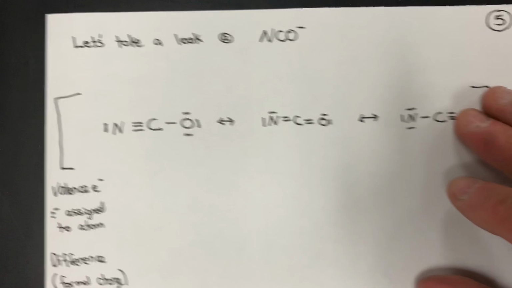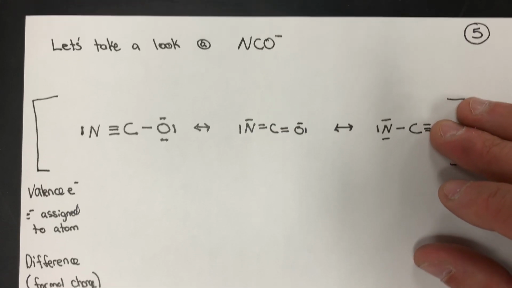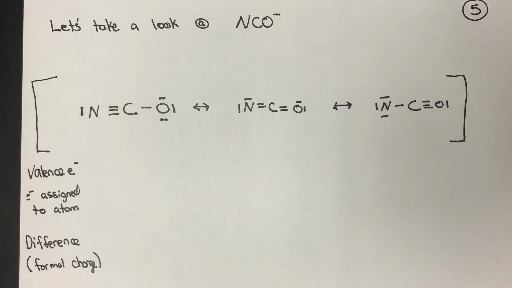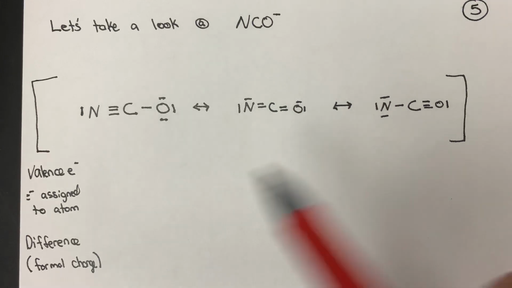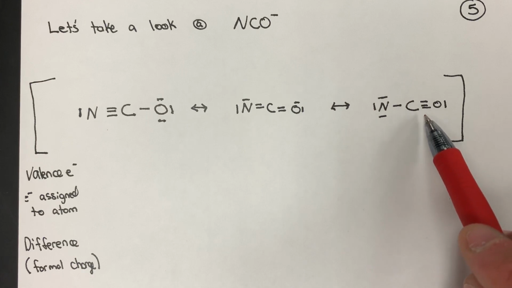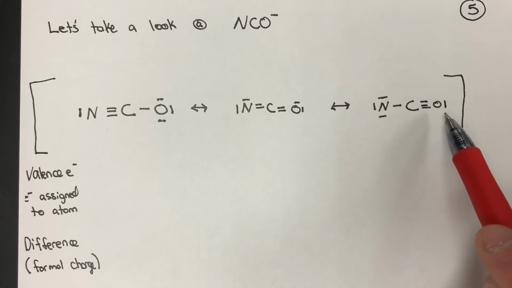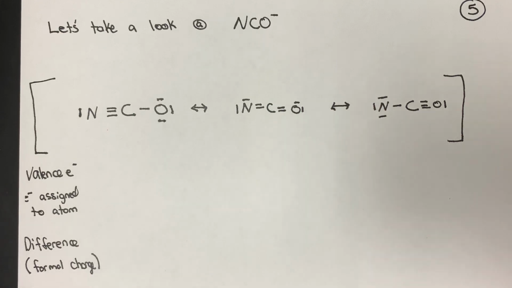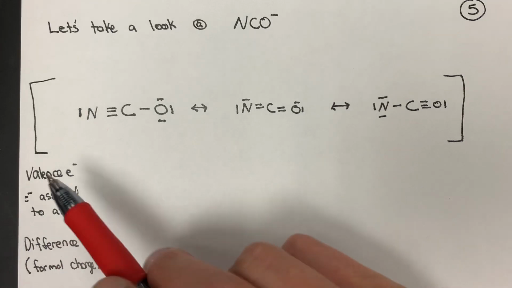So let's work our first example. We're going to take a look at the polyatomic ion NCO-1. And so what I've already done is I've drawn out the 3 possible resonance structures, where we have a triple bond between the carbon and nitrogen. That triple bond is migrated over between the carbon and the oxygen. And then we have this resonance structure here in the middle where we actually just have 2 double bonds, okay?